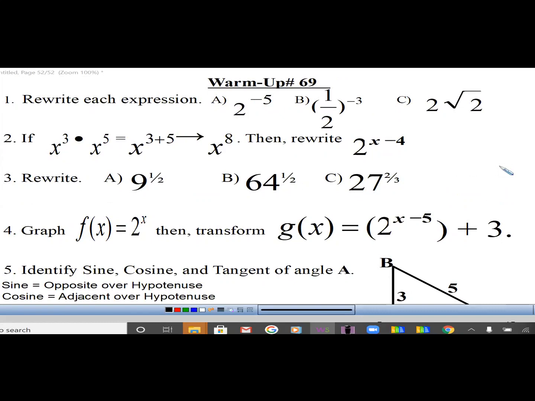Number one. Rewrite each expression. So 2 to the negative 5 becomes 1 over 2 to the 5th, which is simplified to 1 over 32. B, 1/2 to the negative 3 is the reciprocal, which is 2 over 1, and each have an exponent of positive 3. So this is 8 over 1, which is 8.